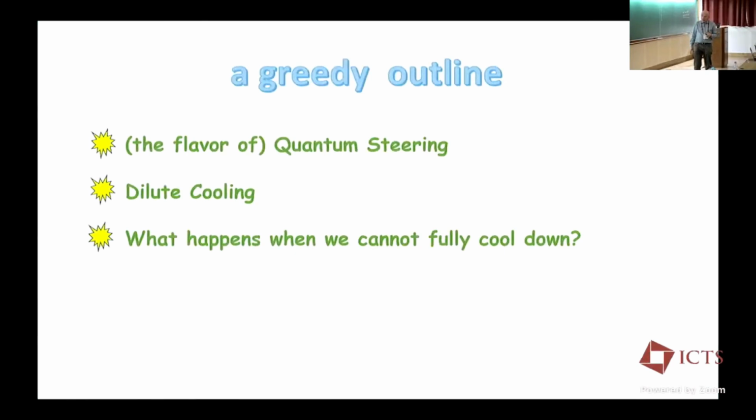So this is my plan for today, and it's quite ambitious. I will remind you what quantum steering is. Then I will spend some time on dilute cooling, and then I will discuss what happens when a system cannot be cooled or cannot be fully cooled. And since this is quite a greedy plan, I will be able only to give you a sketchy flavor of each of these items.